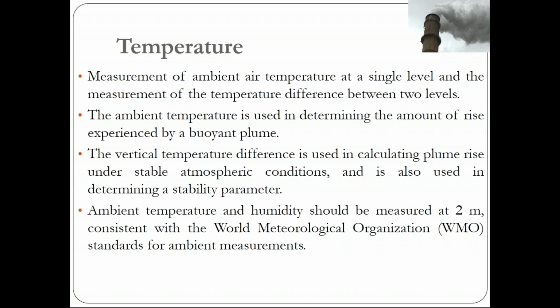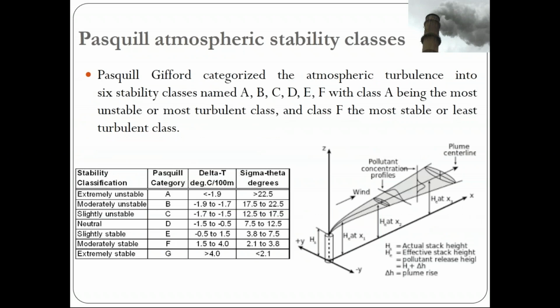And here the humidity is measured at 2 meters, consistent with the World Meteorological Organization standard. So we have to compare these parameters with the World Meteorological Organization. First, we have to understand atmospheric stability. There are 6 major stability classes, which were drawn up by Pasquill-Gifford.